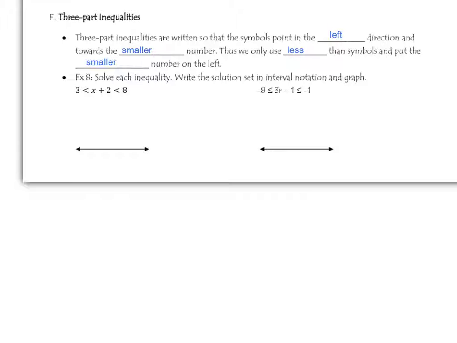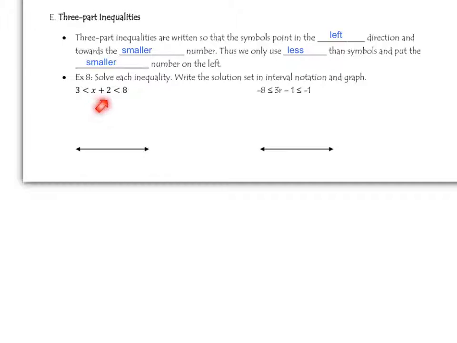At the bottom of page 8 we look specifically at three-part inequalities, which are written so that the symbols point to the left and toward the smaller number. So we only use less than symbols and we put the smaller number on the left. So let's solve this inequality using the addition property.